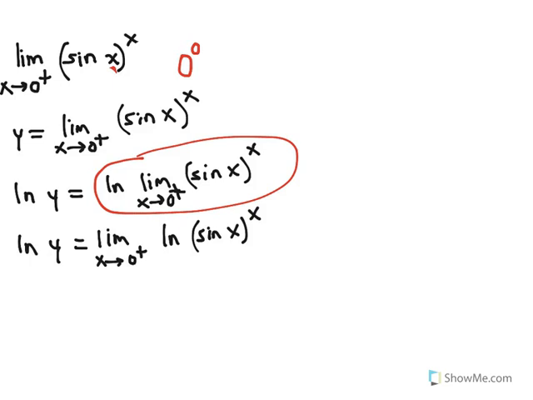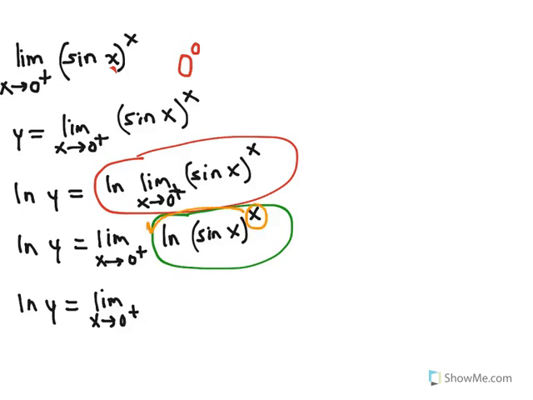So the next step is to go ahead and use properties of logarithms to rewrite the part that I just circled in green. So what can you do with properties of logarithms? Well, what you can do is you can bring this exponent to the front. And when you do that, you're going to get x times the natural log of sine x. Okay, so that's great. So what are we going to do now?